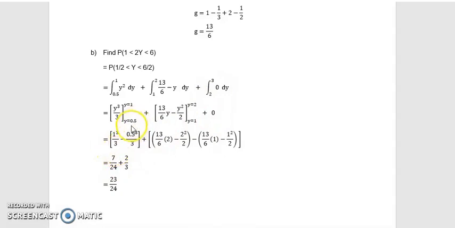Okay, when you substitute each value of lower and upper limit with respect to its function, later on this probability you will get 23 over 24, which is equivalent to 0.9583. So it's okay for probability. If you want to put your answer in fraction or in decimal, there should be no problem.